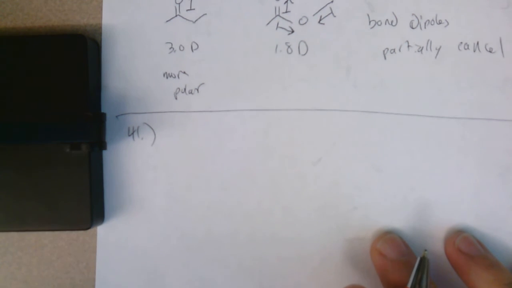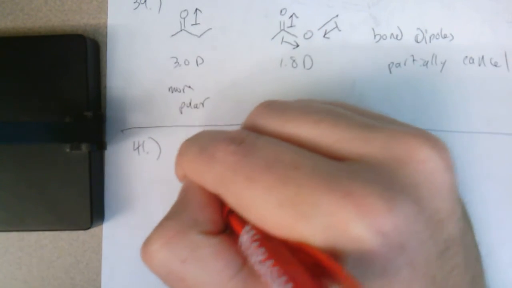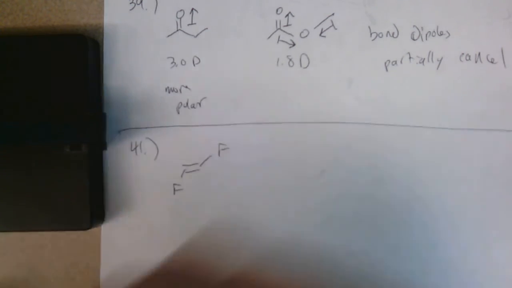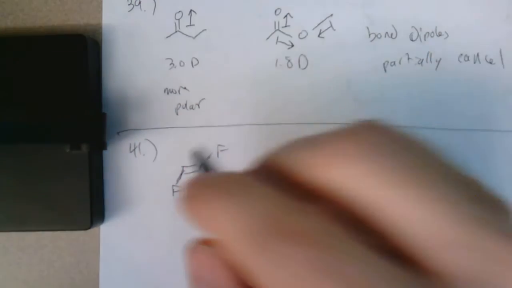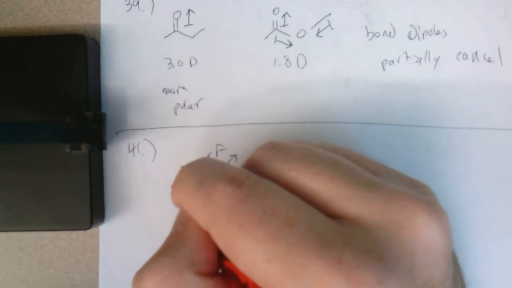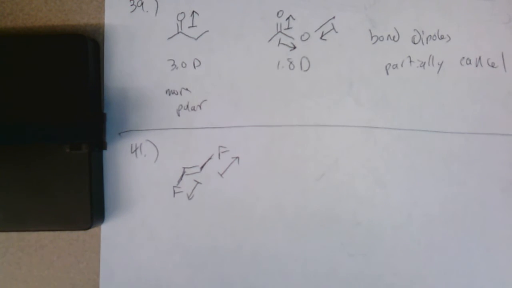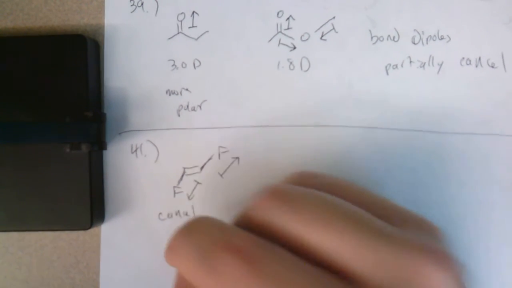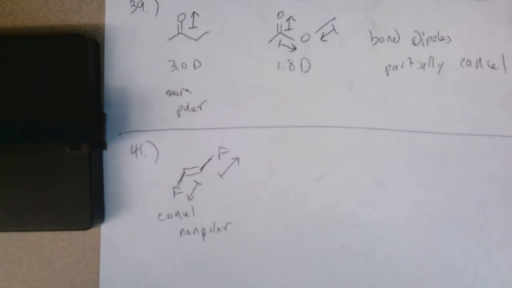41. Determine whether each of the following molecules is polar, and if polar, say where it is polar. Our first one is trans-difluoroethene. We have very electronegative fluorines, and we see that those vectors are going to perfectly cancel each other out. When our vectors cancel each other out, we end up with a non-polar molecule. They're pulling exactly equally in opposite directions.